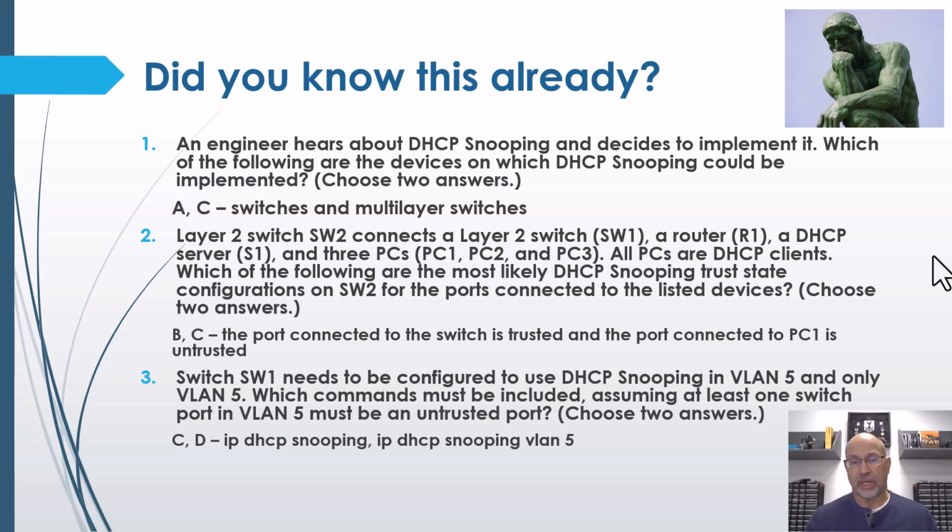Well, you've got to enable DHCP snooping globally, and then you've got to enable it on the VLAN. So that was C and D.